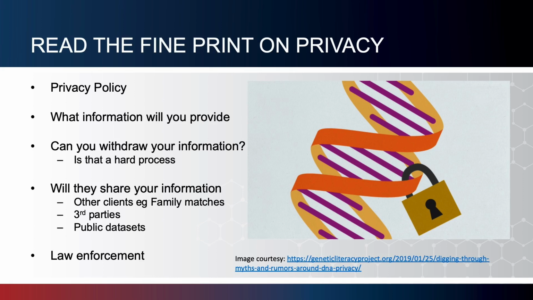So when I say other clients, if you get a family match, do they just say you have a match? Do they say you have a match that seems to be a sibling? Do they give your full name and address to that person? For third parties, will they sell it to other people? Will they sell it to advertisers or other testing companies? Do they contribute to public data sets? In many cases, contributing to public data sets does help research, but we can't always guarantee that you can't be re-identified from that public data set.